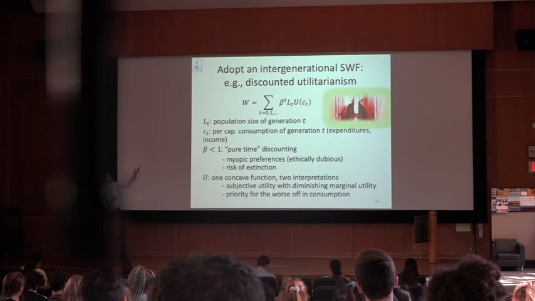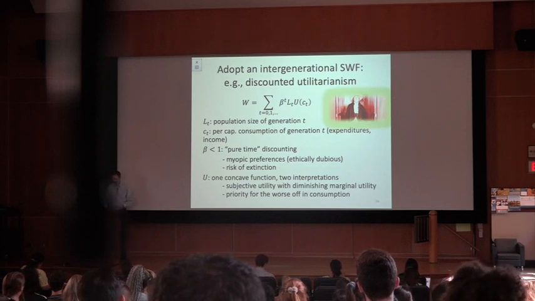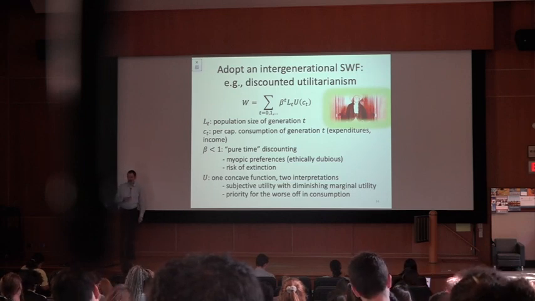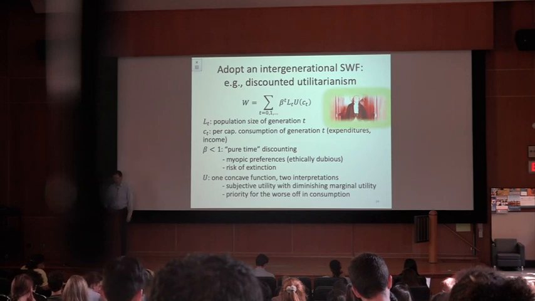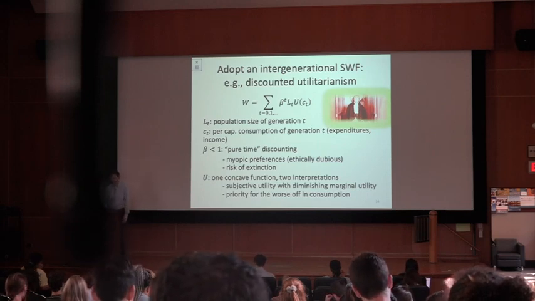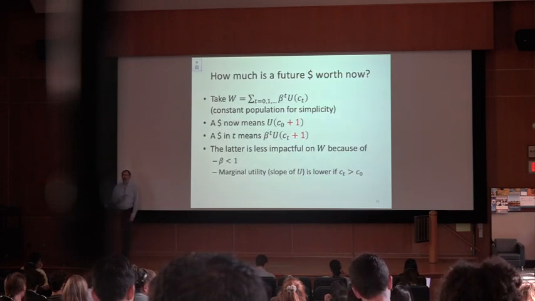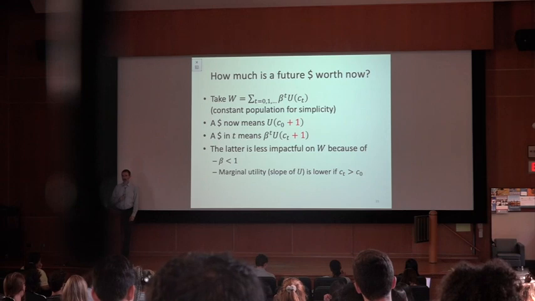And finally, you have this U function, which is just what we talked about. You can decide whether you want to rely on subjective utility to decide how curvy it should be, or whether you should decide in terms of ethical priority for the worse off. All right? Okay, so how does it work in terms of discounting consequences?